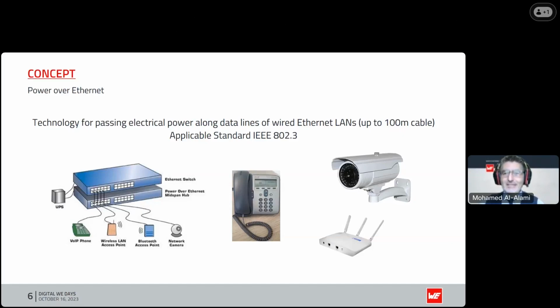Don't be scared. I know this is very basic and fairly standard, but I'm just trying to give an overview for everybody who might not necessarily be familiar with what power over Ethernet means. So it's basically passing the power, the electrical signal, along with the data lines on an Ethernet LAN system. 10/100, 1G, 10G BASE-T. You can use all of these different data rates to transfer power along the 100-meter Cat5 cable, I should say.